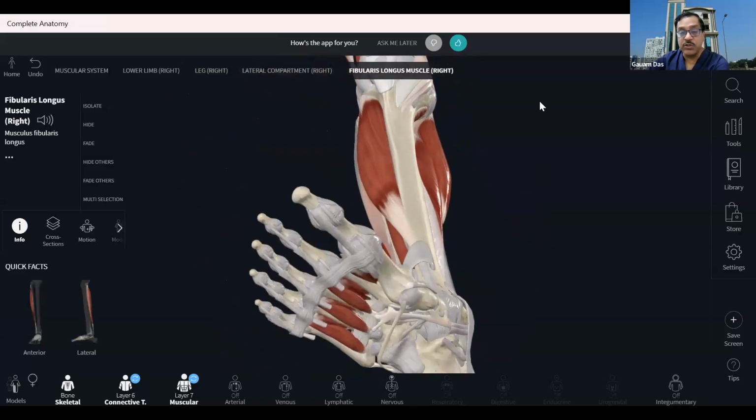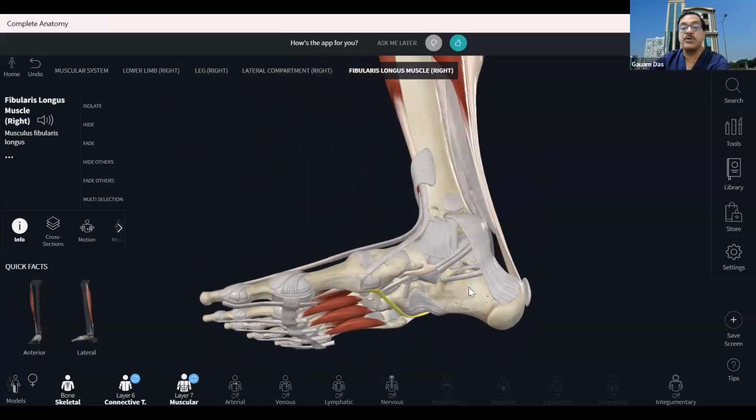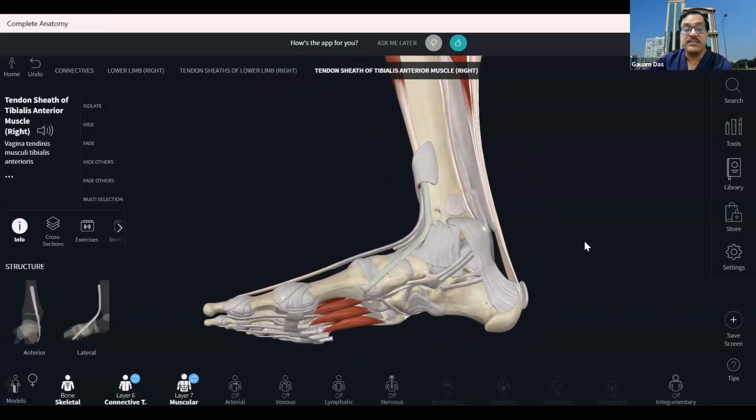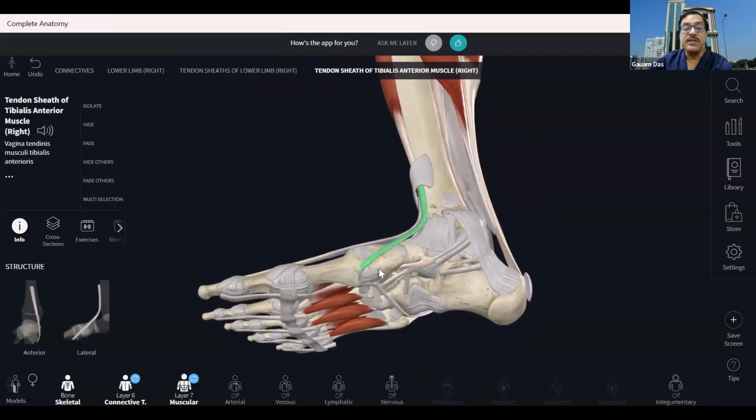Now let me go to the dorsal surface. On the medial side, we have already learned some of these things, but a few you can remember. This was the tibialis anterior tendon. Where does the tibialis anterior get attached? A little bit of fibers get attached into this bone, which is the navicular, and the base of the great toe. So here it is, the attachment of your tibialis anterior.